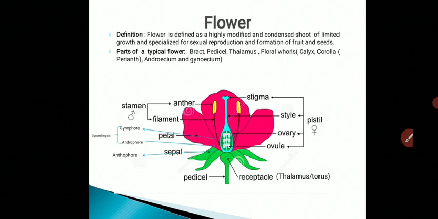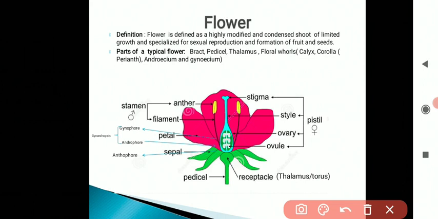The third part is the thalamus. It is the apex or tip of the pedicel which is slightly swollen. It bears floral leaves. The thalamus is also known as receptacle or torus. The thalamus may be conical, convex, flat or concave in some plants. The thalamus has nodes and internodes, and the internodes are usually condensed and not distinct, but in some flowers internodes are elongated.